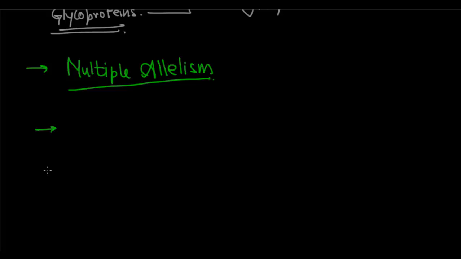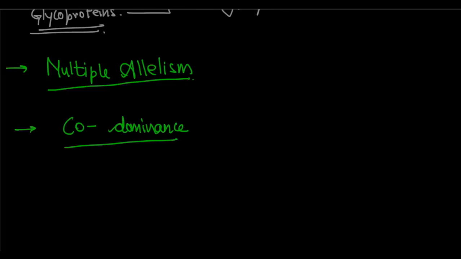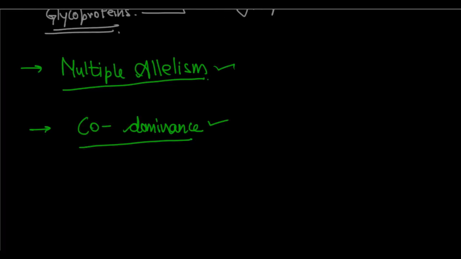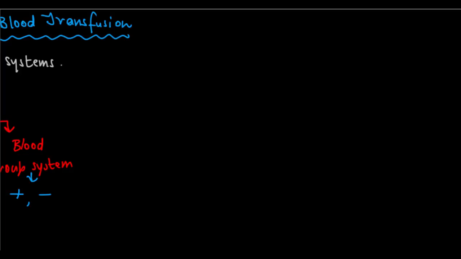And this phenomenon of expression of characteristics by two alleles that are equally dominant and equally express themselves is what we call codominance. What do we call it? Codominance. Again, this is an exception to Mendel's law of dominance. So these are the two things which we will observe in this blood group study.